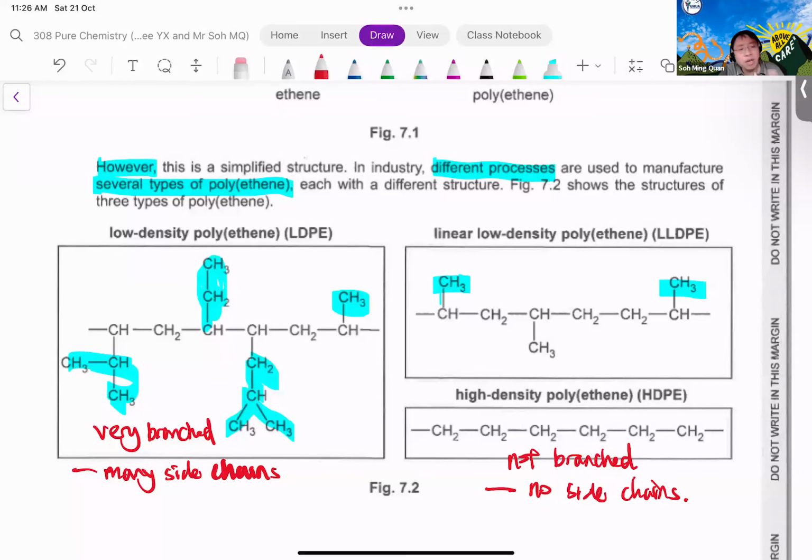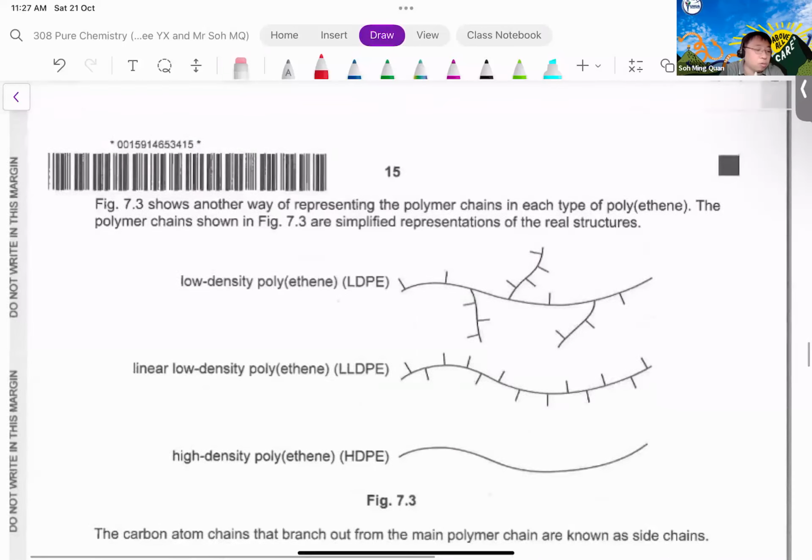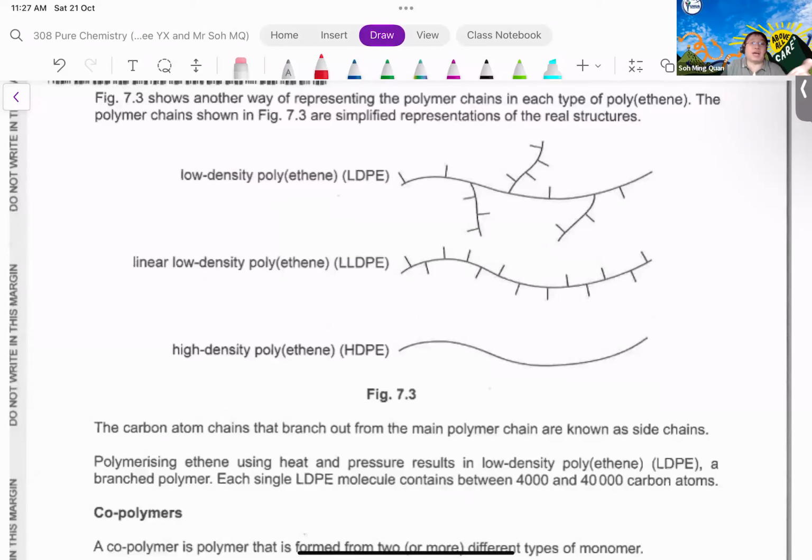All right. So you can see that LDPE, low density polyethylene, is very branched, many side chains. And the side chains can be 1 carbon, 2 carbon, 3 carbon, 4 carbon, and so on. Whereas LLDPE has side chains, but fewer. And the side chains are all methyl groups, CH3, CH3. Finally, HDPE is completely not branched. It's no side chains. Then you continue reading. Oh, wow. So the side chains again is the same thing, right? What I highlighted just now in blue was just like all these are side chain, side chain, side chain, right?